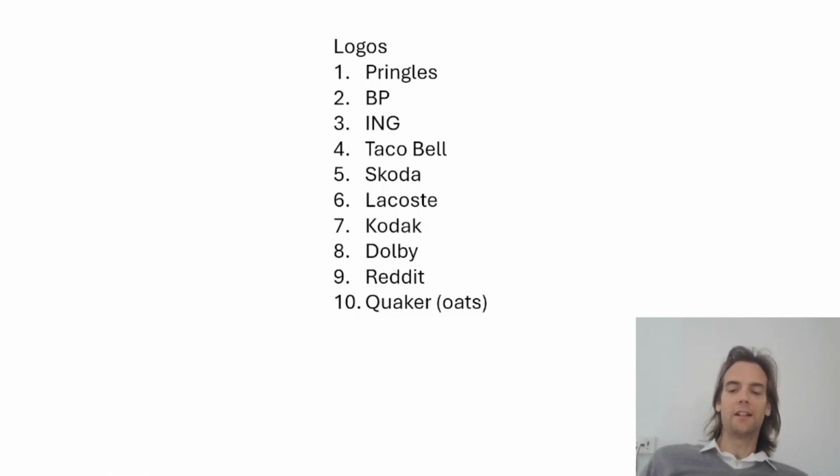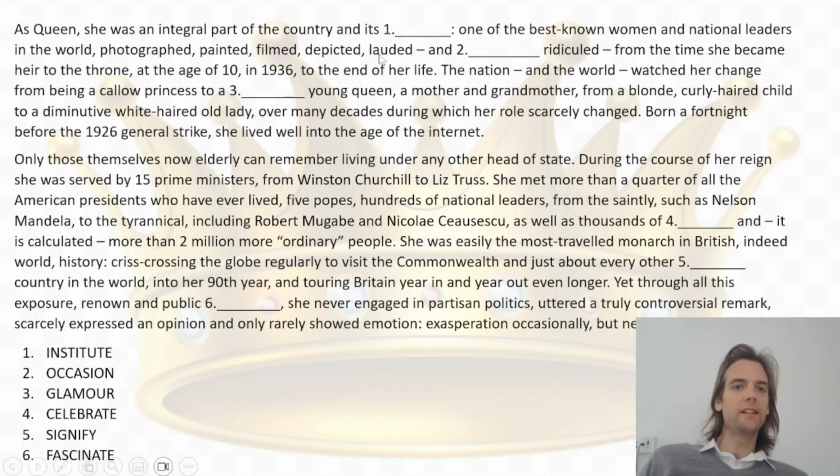Mark out of 10 for your logos. Let's move on again to the more useful thing, which is Use of English Part 3. She was part of the country and its institutions. This must be plural because a country has lots of institutions, doesn't it? As in the army, the media, the church, the judicial system. All these things are institutions of a country.